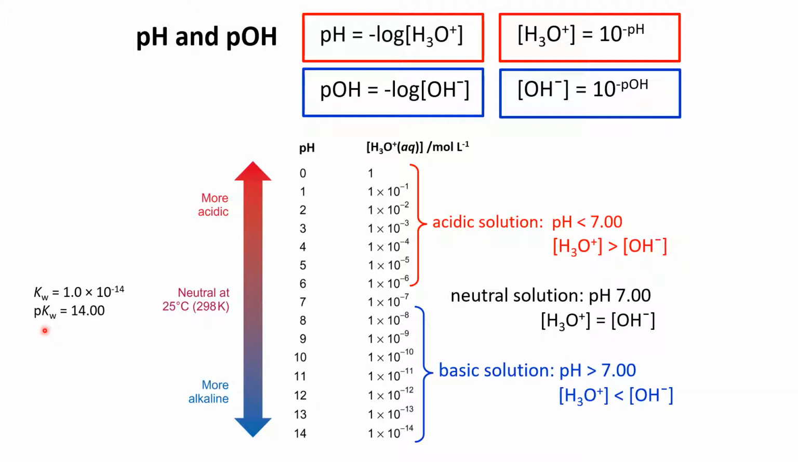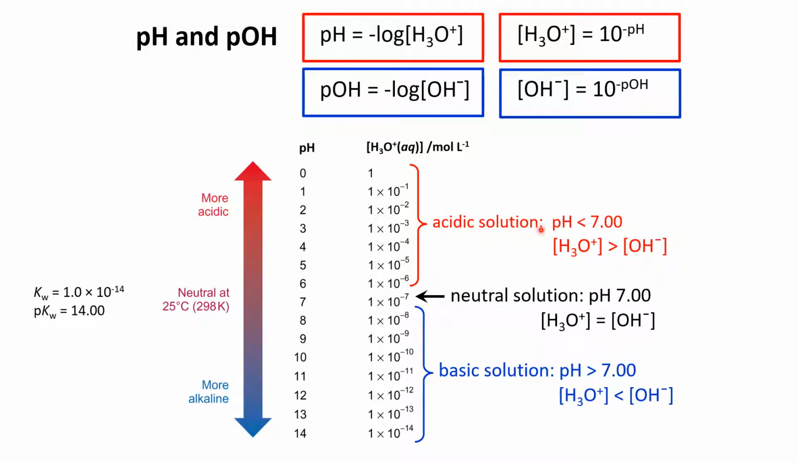At 25 degrees Celsius, Kw for water equals 1.0 times 10 to the negative 14. Therefore the pKw, which is just the negative log of Kw, equals 14.00. Under these conditions, the neutral point for water is pH 7. At pH 7, there's an equal concentration of H3O+ and OH-. That's what's meant by the neutral point.